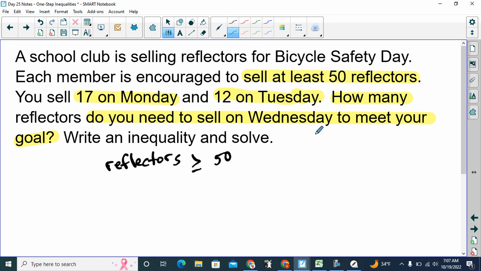We're going to call x the number that you sell on Wednesday. x is the number that is sold on Wednesday. So the number of reflectors you have sold, we had 17 on Monday, plus 12 more on Tuesday, plus x on Wednesday. We don't know how many we are selling on Wednesday. Needs to be greater than or equal to 50. It asks us to write an inequality. We have done that right there. And then we need to solve our inequality.